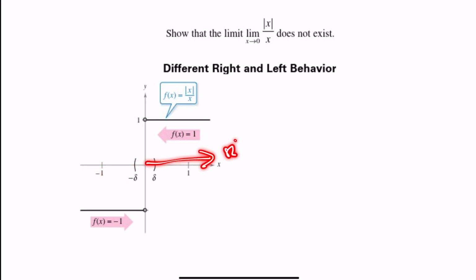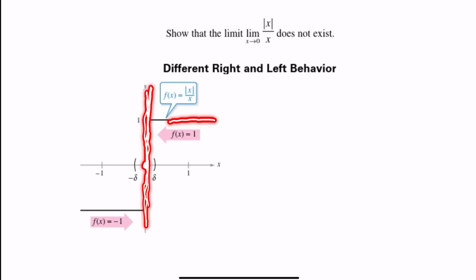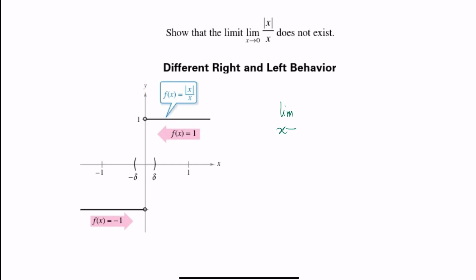So now let's find the limit as x approaches 0 from the right. This is the part of the graph which is on the right side of 0. So we are going to use this graph. As we approach 0, remember this line here represents 0 on the x-axis. This is the line x equals 0. As we approach 0 from the right side of the graph, the value we get is 1. So that tells us that the limit of absolute value of x divided by x as x approaches 0 from the right equals positive 1.